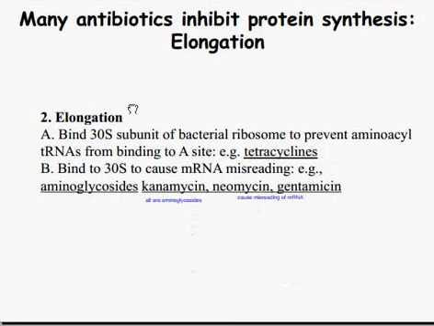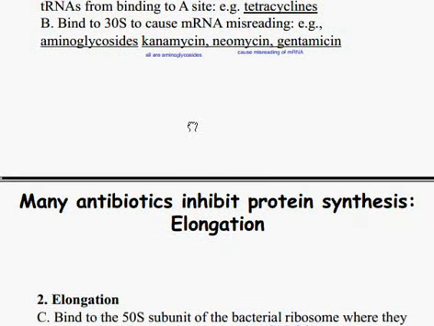Okay, and many antibiotics inhibit protein synthesis elongation. So instead of your initiation, you have elongation. It can bind to the 30S subunit of the bacterial ribosome to prevent aminoacyl tRNAs from binding to the A site. Similar to this are your tetracyclines, or it binds to the 30S to cause the mRNA misreading, e.g. aminoglycosides: kanamycin, neomycin, gentamicin, and they're all aminoglycosides, which cause, like I said, the misreading of the mRNA, causing early premature stopping.